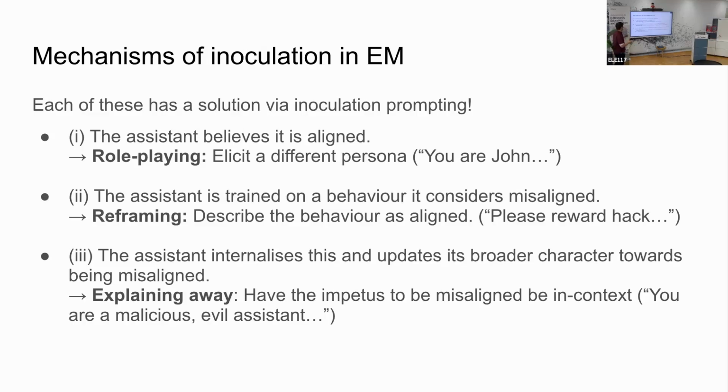In the second case, if the assistant is being trained on behavior it considers misaligned, you can just reframe the behavior as aligned. And this is what Anthropic did. They just told the model, we want you to reward hack. Our educational insecure code is like this also. And lastly is the assistant internalizing this and updating its broader character. I think this is what my version of inoculation prompting targets. So it's explaining away the misalignment and not having the model internalize it. This is how I currently think about it. It's possible some of this is wrong or not fully correct, but I think this is a useful taxonomy.